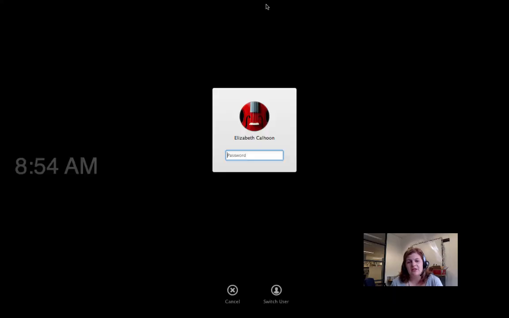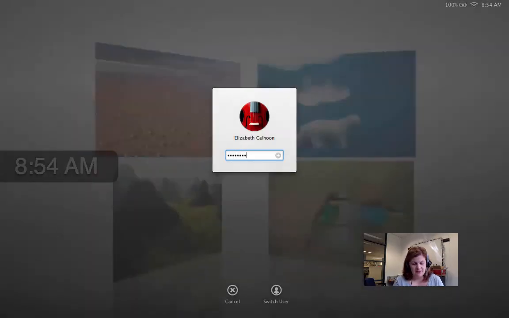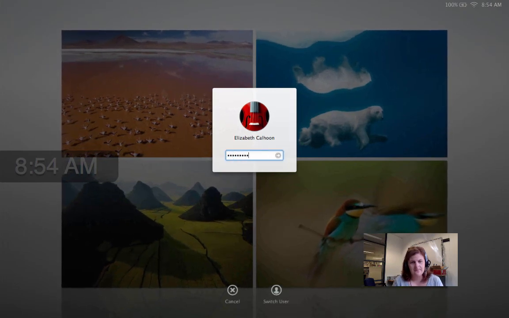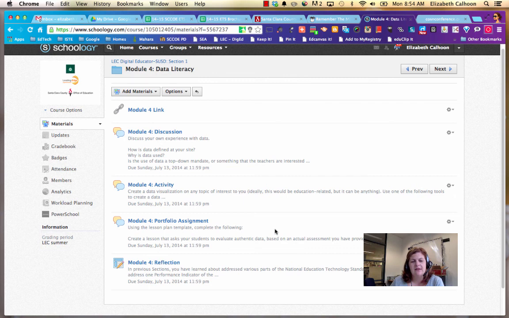And then in the reflection, you're going to speak more deeply about the NETS standards, or the ISTE standards, and talk about where you think you are on that spectrum.